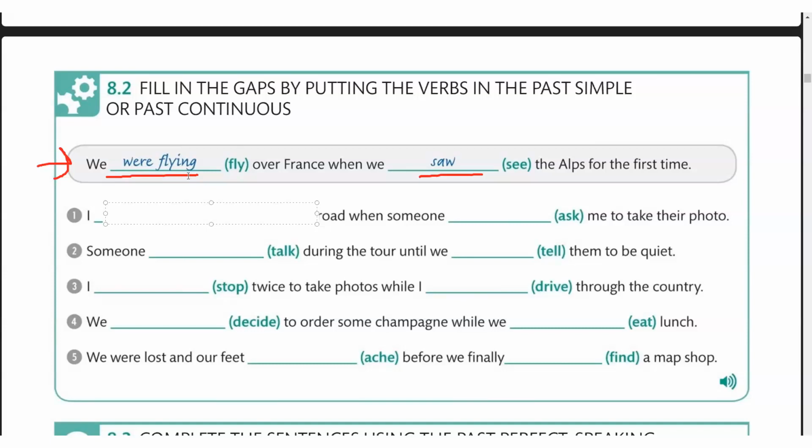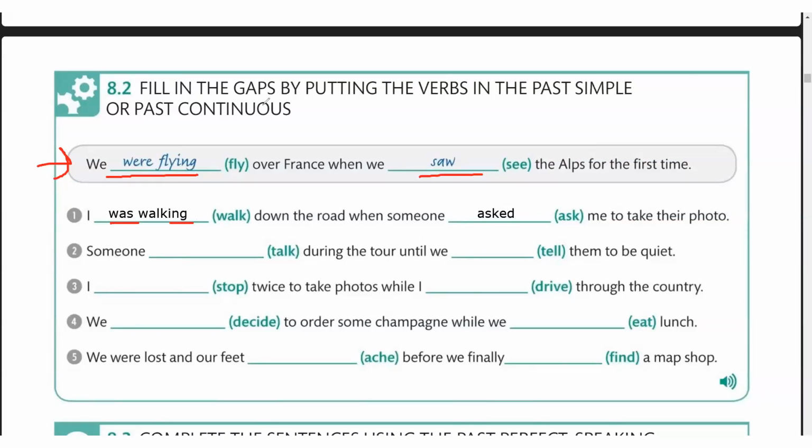Let's use just a black here. I was walking down the road when someone asked me to take their photo. So what do we need here? It's just an action that happened in the past. So while I was walking, I need the past continuous. And remember, we have was or were, and then we have the ing.